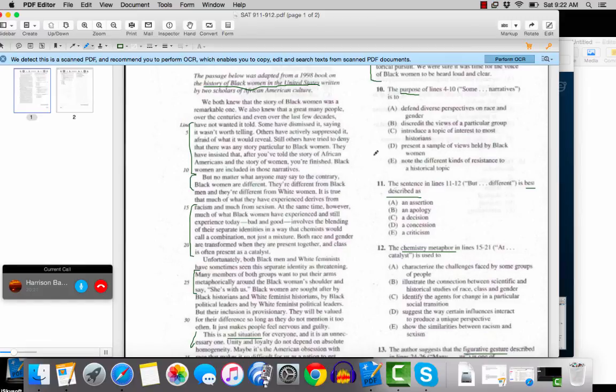So what are these lines doing? Say it again if you can. They're communicating to the reader that we haven't really heard the true story of black women, or the true history. So they're communicating that people haven't really heard the true history of black women. Something like that? Right. Okay, great.